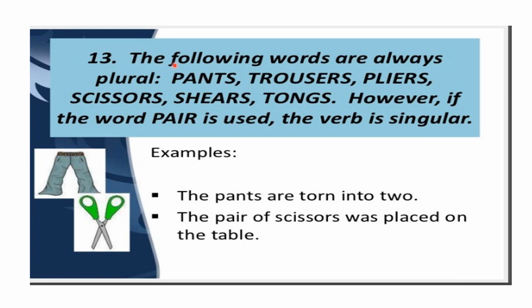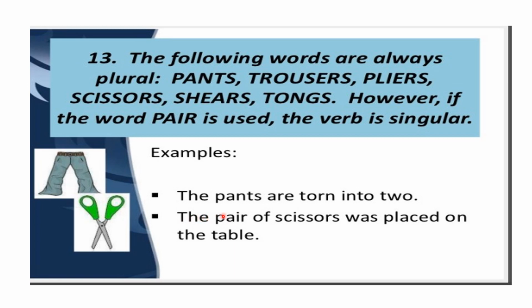The 13th rule: the following words are always plural: pants, trousers, pliers, scissors, shears, tongs. However, if the word pair is used, the verb is singular. So look at the following examples. The word is pants. So the pants are torn into two. If you would say the trousers are torn into two, so are torn. So this is a plural verb.